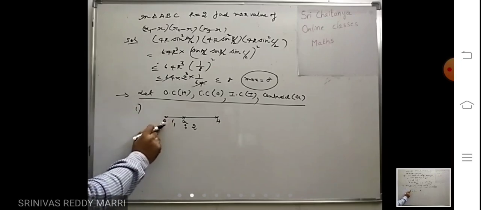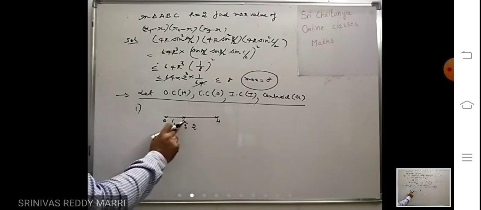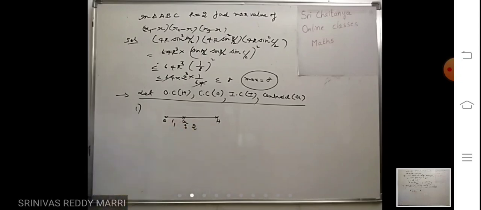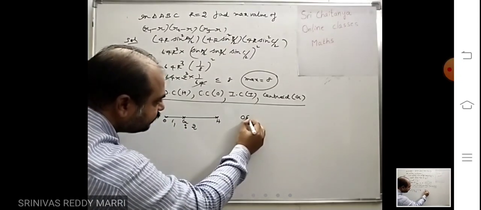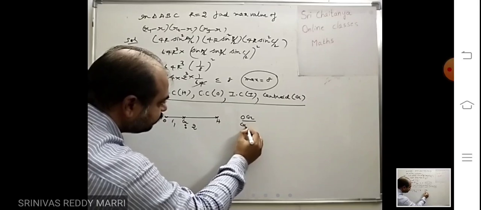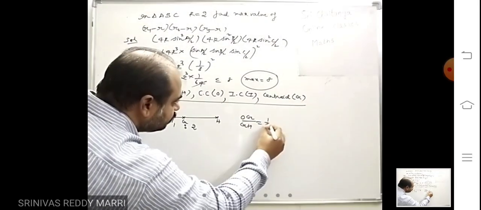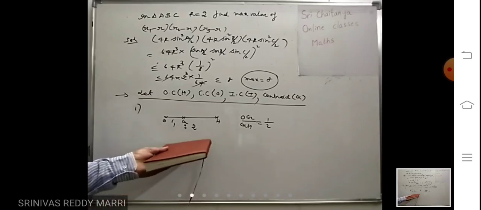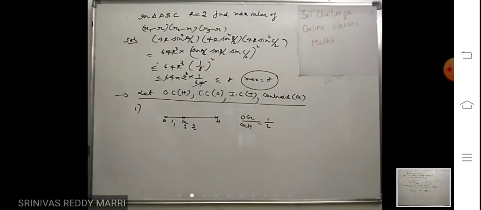The centroid divides circumcenter and orthocenter in the ratio 1:2. That means OG divided by GH is equal to 1/2, that is, OG:GH is nothing but 1:2. So this is a well known point only. Note down that.